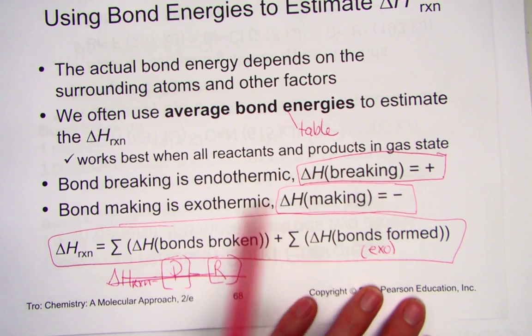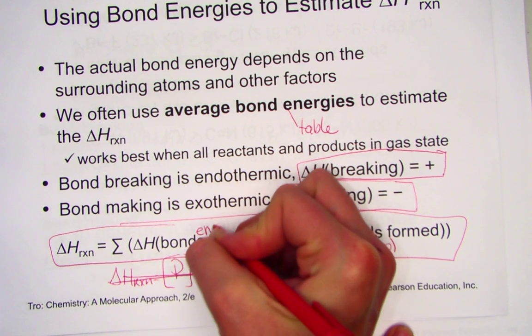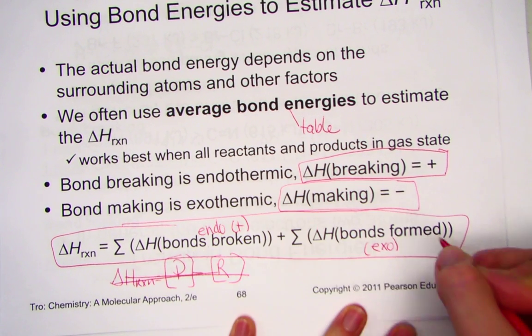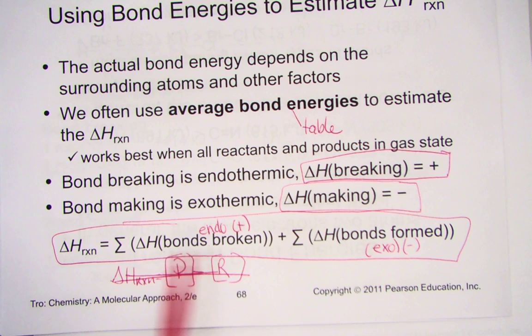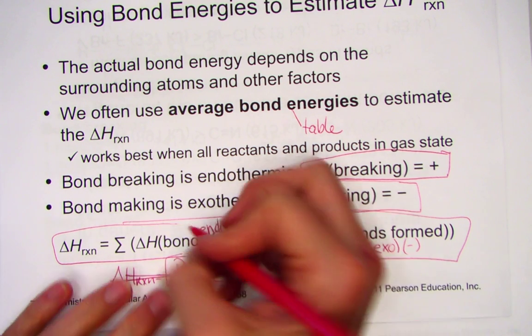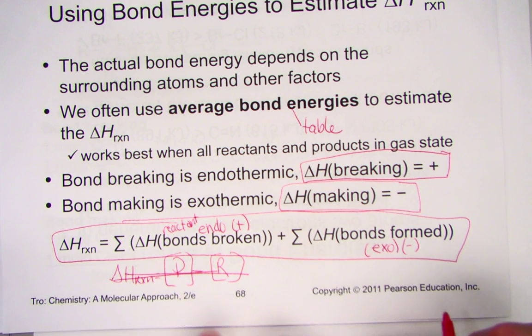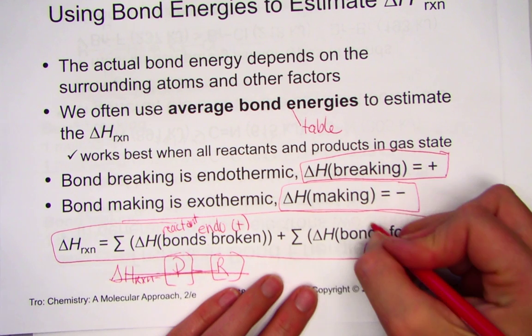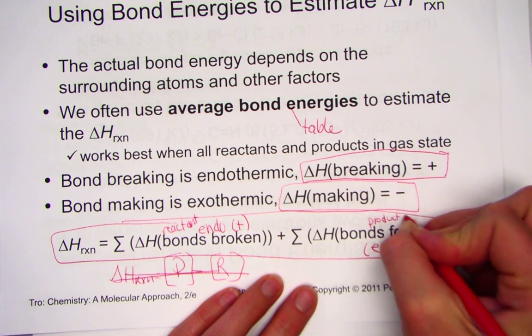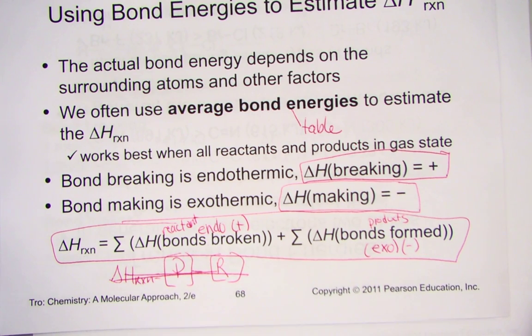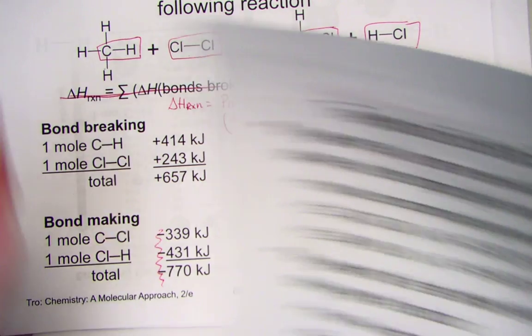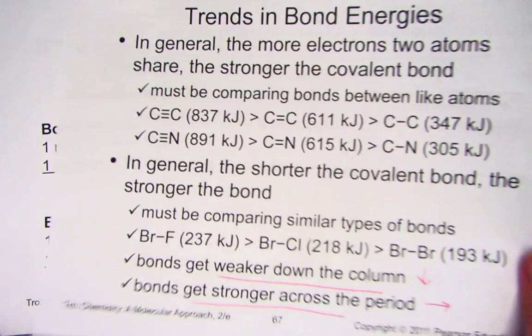Bond breaking is endothermic. Keep in mind when we read the charts, we'll have to make sure that if bonds are breaking on the reactant side, those are reported as positive numbers. Bonds forming on the product side will be reported as negative numbers. Let's take a model problem. Oh, we'll do that in a minute.